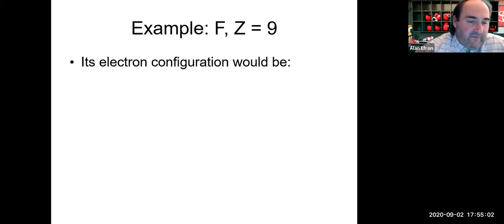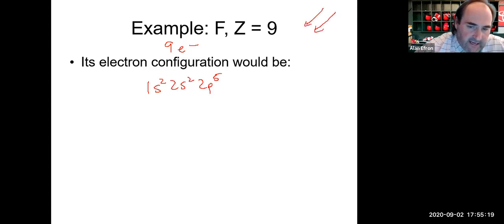Number 9 is fluorine, which means it will have 9 electrons as well. So again, 1s2, 2s2, and 2p5. And again, I'm still following that zigzag little chart that we had a few slides back. And I'm still stuck on the 2p because I have not completely filled it. And we don't move on until we've completely filled the subshell. We don't move on to the next one.